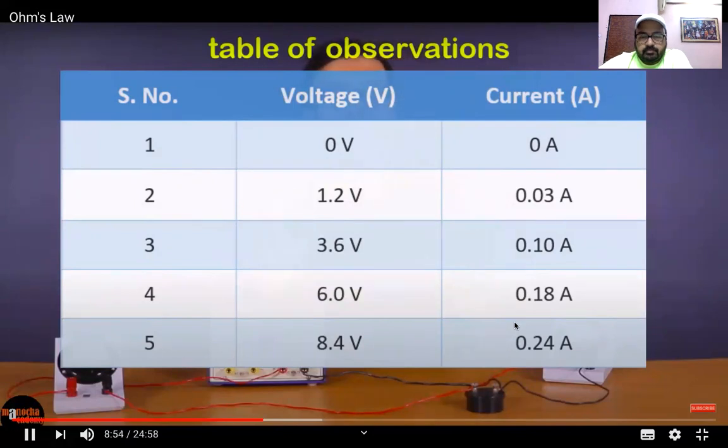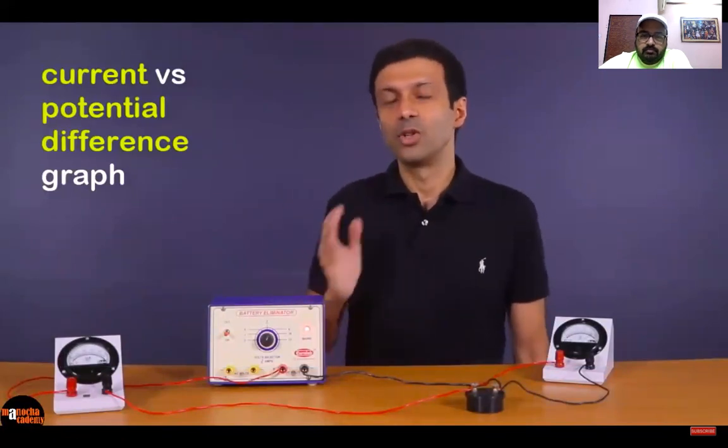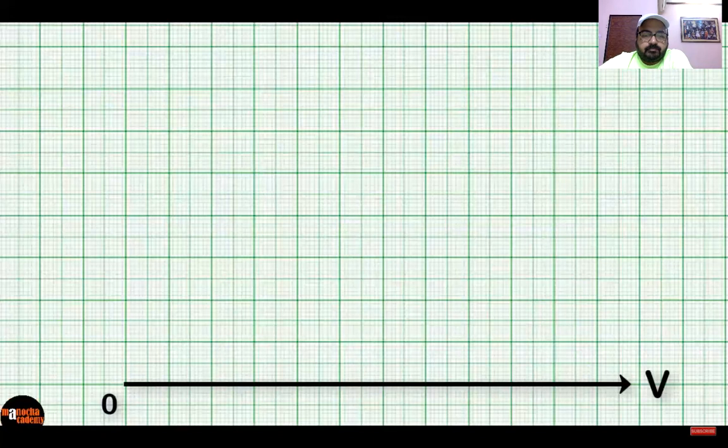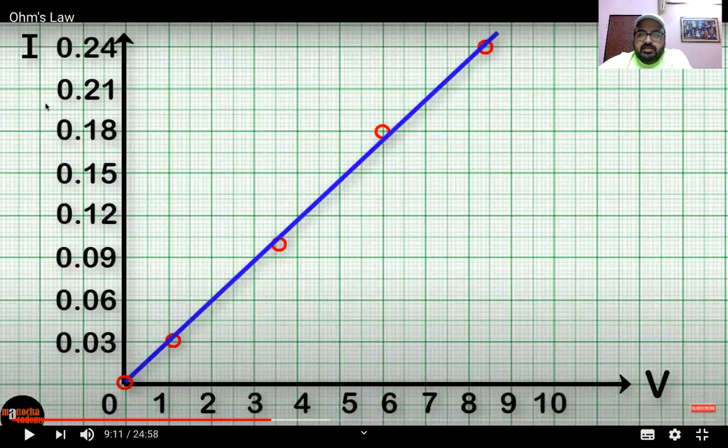Let's plot a graph of this table. We will plot a current versus potential difference graph. So we'll put potential difference on the x-axis and current on the y-axis. As you can see, the graph is approximately a straight line passing through the origin. Now you can see that this is the graph where V is on the x-axis and I is on the y-axis.